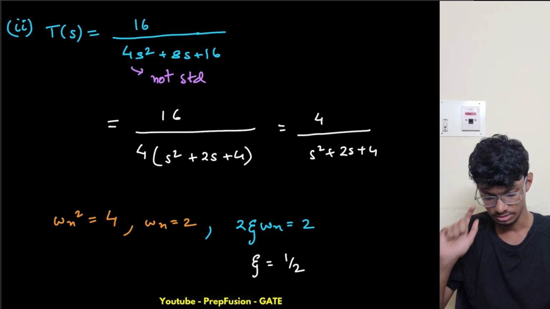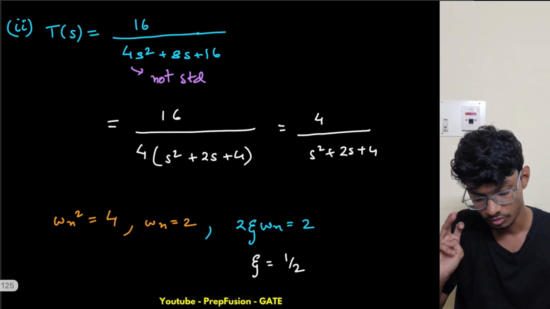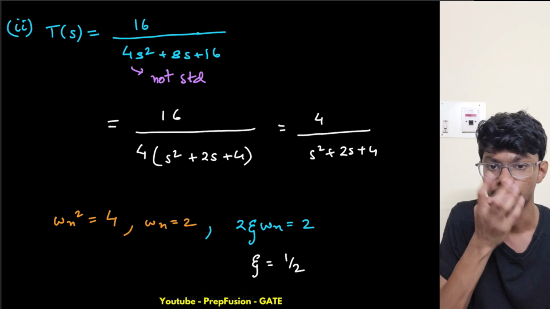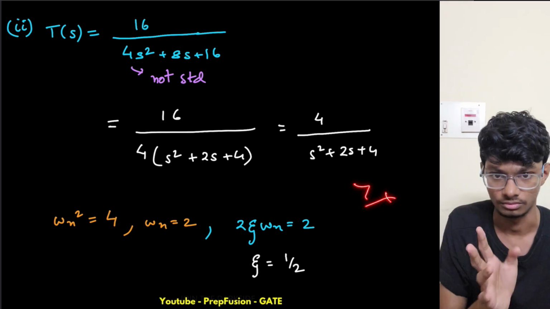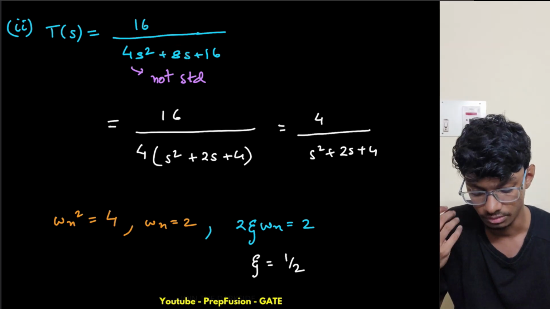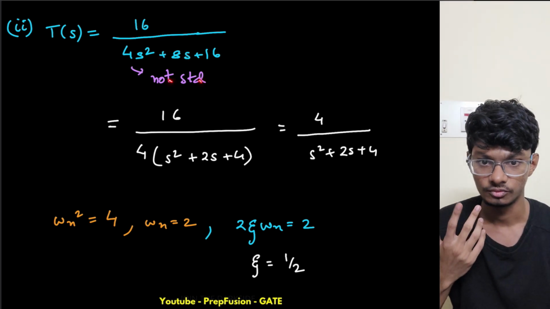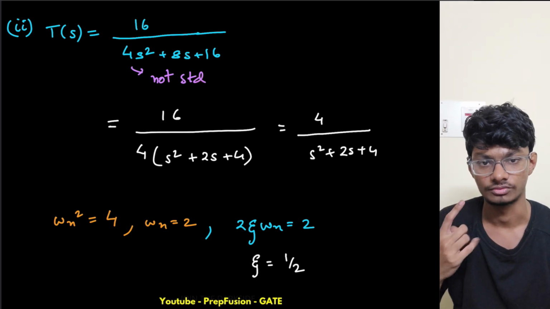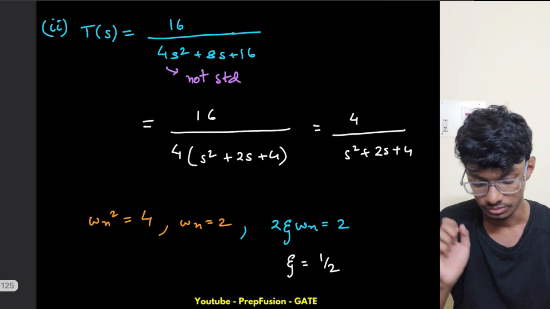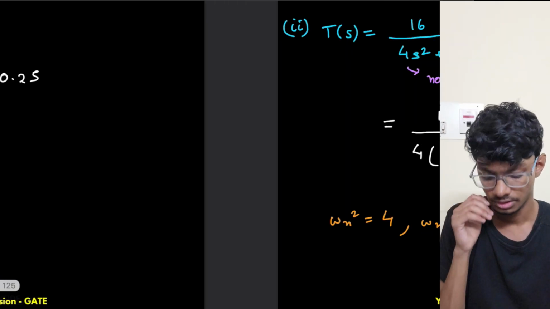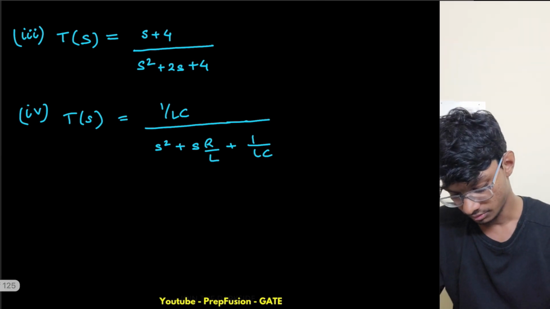Now let's look at the second one. If you would have solved from here, just normally putting omega n square equals 16, you get omega n equals 4, which is again wrong, right? And you put 2 zeta omega n, that is 2 times 4, 8 equals 8 itself. So you get zeta equals 1, which is again wrong, right? So these things you have to be careful about. You just can't blindly put everything. So now let's go to the third question.